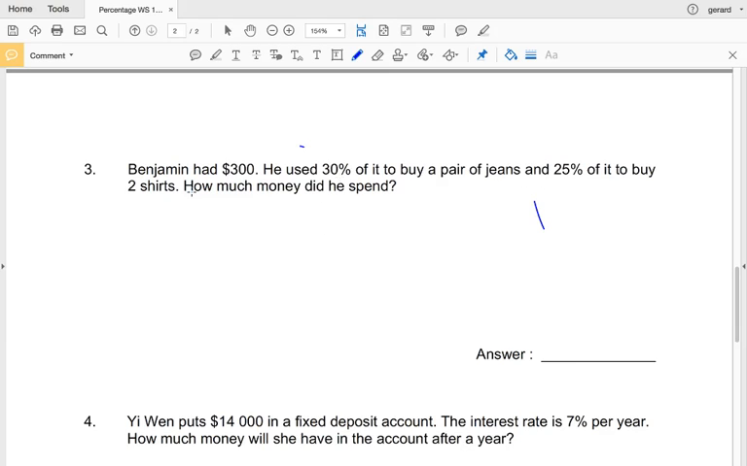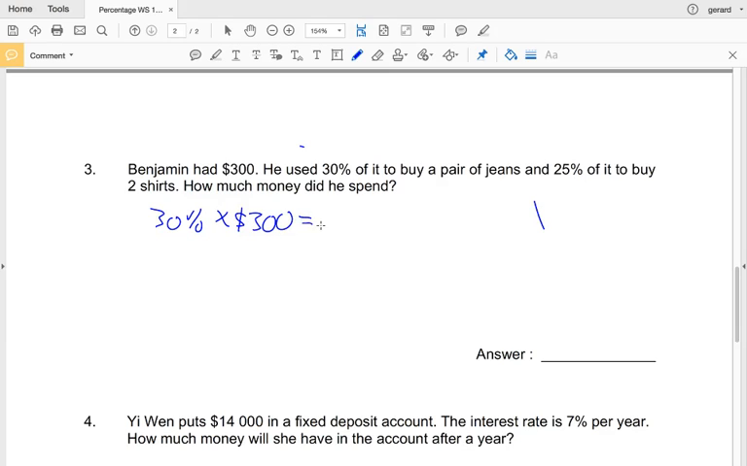Okay, so a few ways to do this. One, we can find what's 30% of 300, and we can find what's 25% of 300. Then we can add them together, or we can just add the 2 percentages together. But I think to play safe, you'll just do it one by one. So first we find what is 30% of 300.